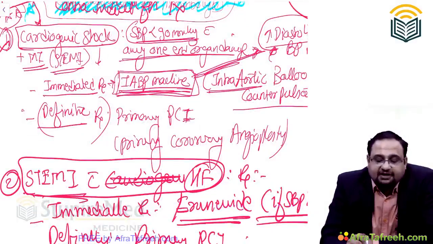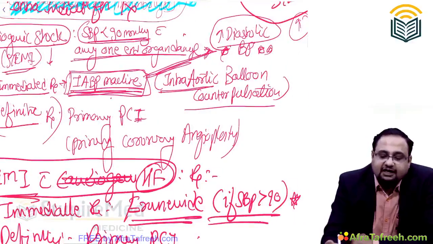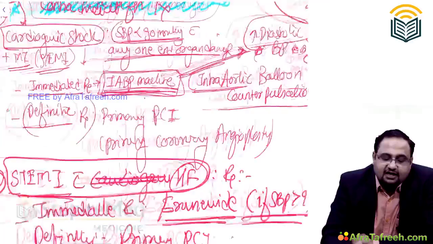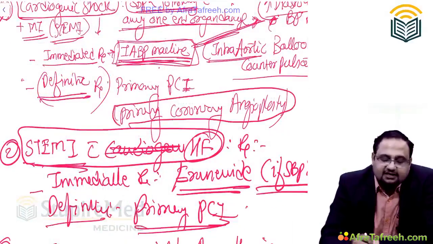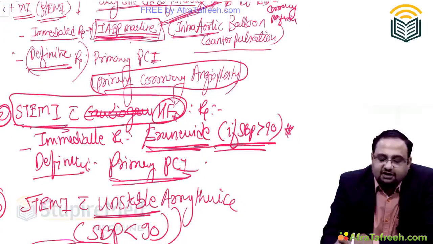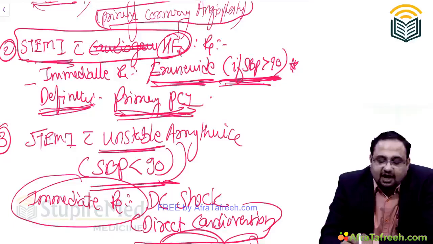Okay, it is a temporary machine which increases the diastolic blood pressure, and by increasing the diastolic blood pressure, it increases the coronary perfusion. And the definitive treatment is primary PCI, primary coronary angioplasty. Second is ST segment elevation infarction with heart failure. If present, the immediate treatment is furosemide if the systolic blood pressure is more than 90, and the definitive treatment is primary PCI. Third is ST segment elevation with unstable arrhythmia if present.